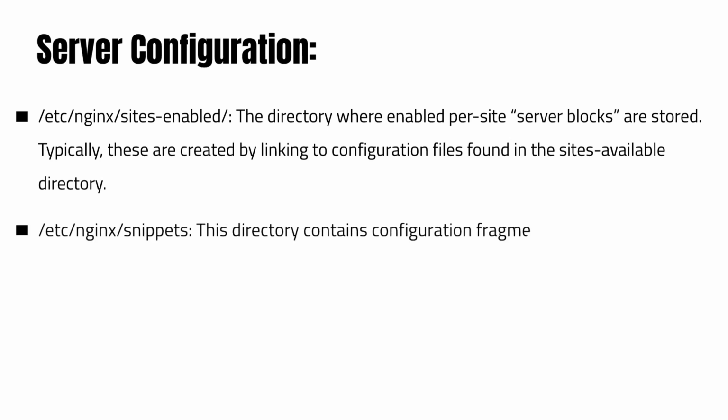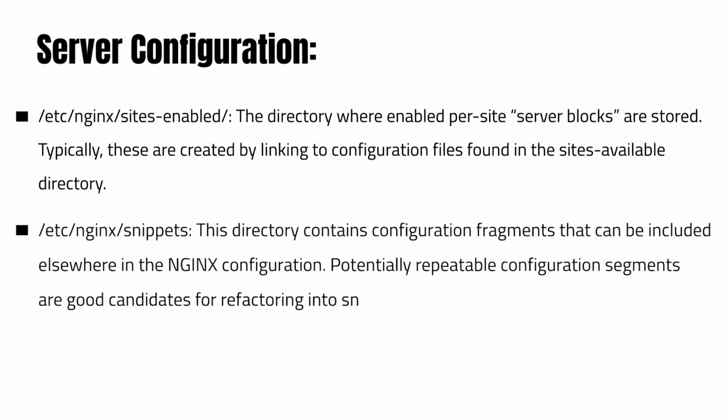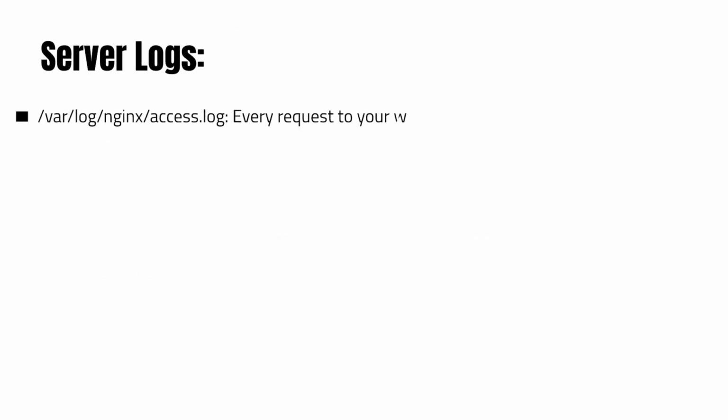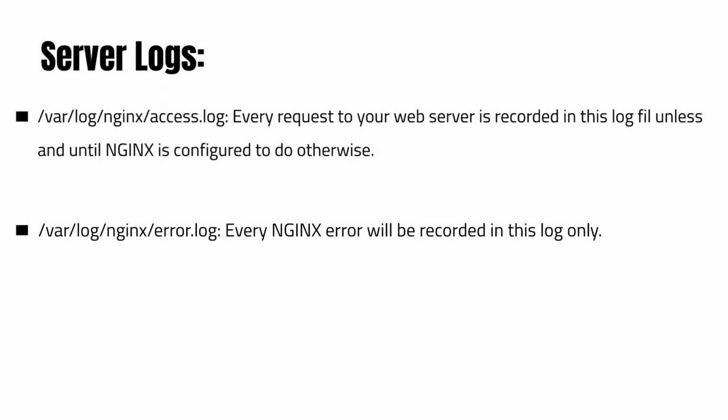/etc/nginx/snippets. This directory contains configuration fragments that can be included elsewhere in the NGINX configuration. Potentially repeatable configuration segments are good candidates for refactoring into snippets. Server logs: /var/log/nginx/access.log. Every request to your web server is recorded in this log file unless and until NGINX is configured to do otherwise. /var/log/nginx/error.log. Every NGINX error will be recorded in this log.